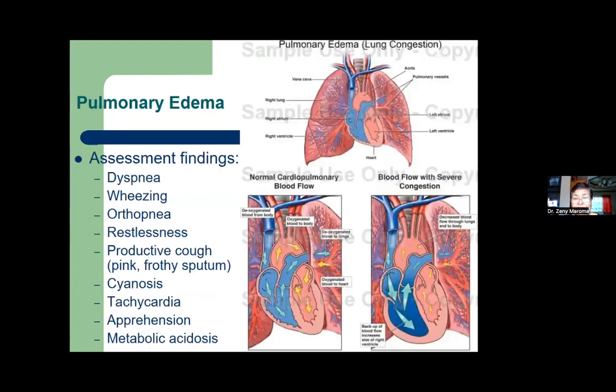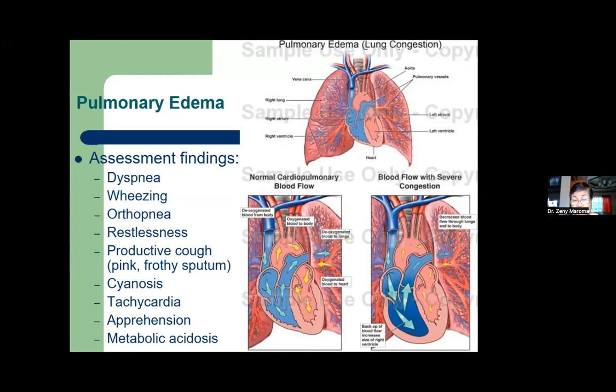Okay? And what are the assessment findings? So assessment findings natin, there's dyspnea, wheezing, orthopnea, restlessness. Naku, pupunta na kayo sa bedside. Basta ang pasyente nyo ay restless, hindi mapalagay, disorientation. Hindi nyo kinakausap pa yung pasyente, kaya hindi nyo alam kung disoriented siya. Pero hindi siya mapakali, hindi siya mailagay sa isang lugar. Restless, decreased cerebral perfusion. Kasi di ba sabi natin, there's impaired gas exchange.